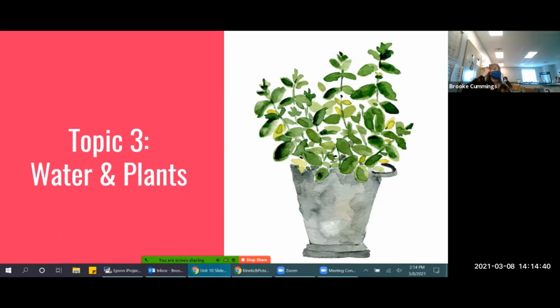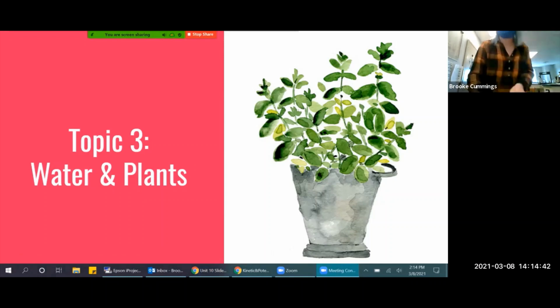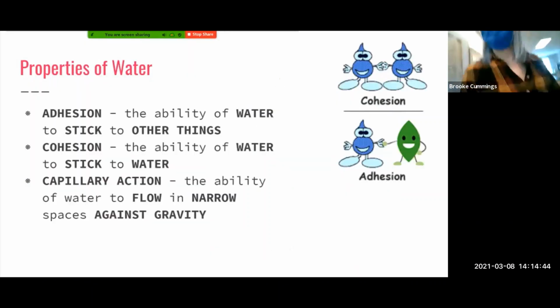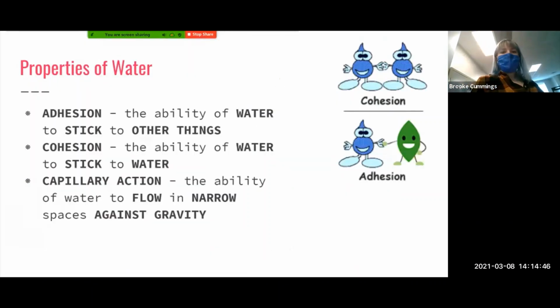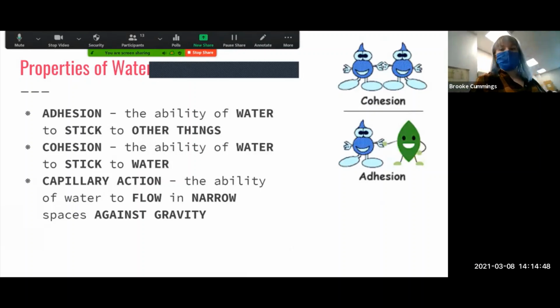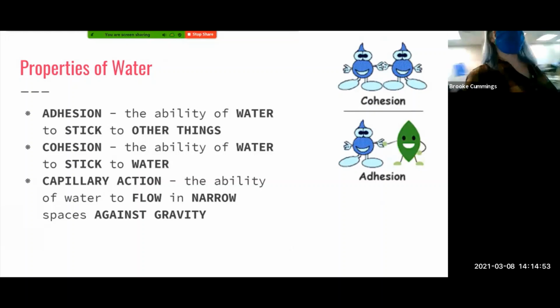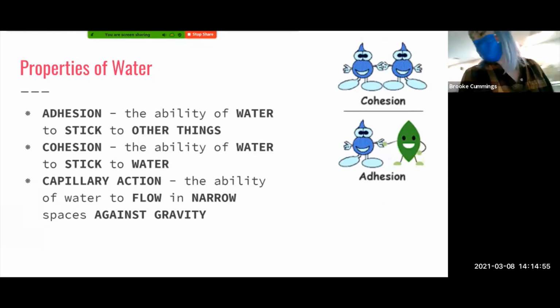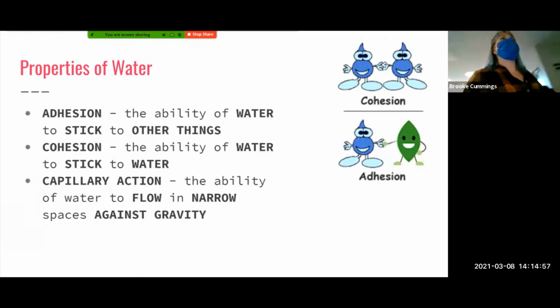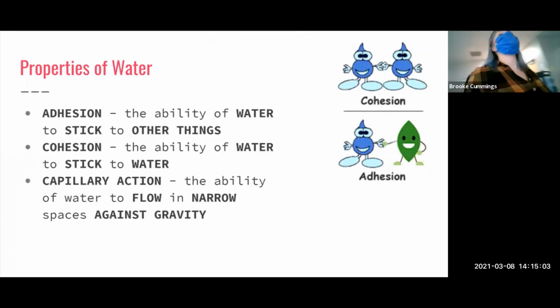Okay, so we're going to start with water and plants. So we talked about the properties of water and its polarity. I was trying to remember last class what unit that was in, and I could not remember.